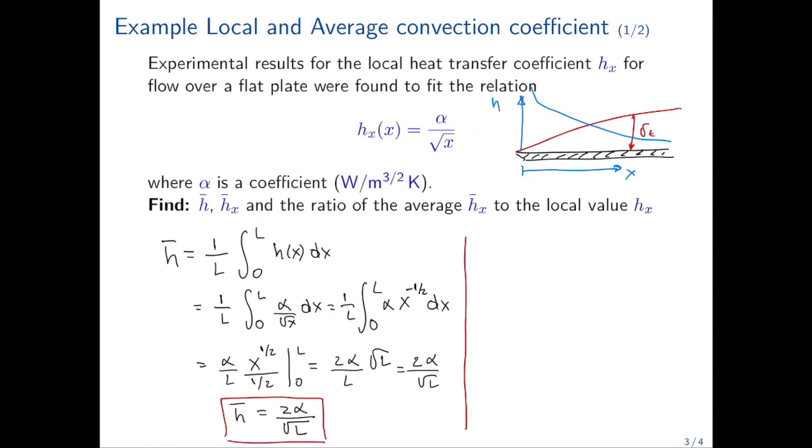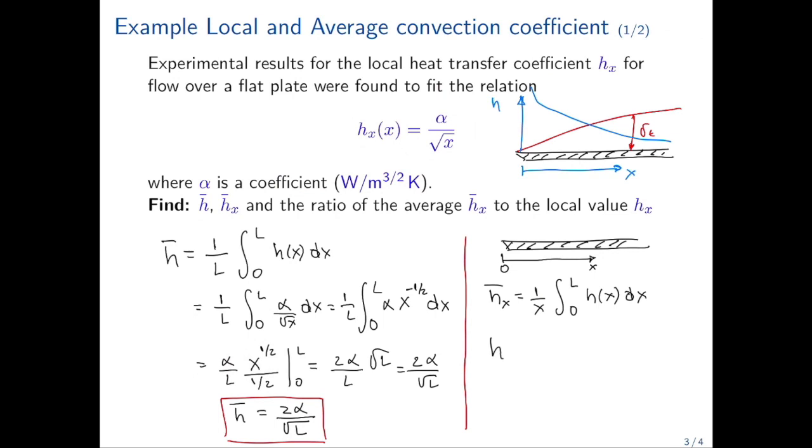Let's work on the x average. So we have our plate. Again, this is the plate, and we are going to take the average from 0 to x. So that average, h bar of x, is equal to 1 over x multiplied by the integral from 0 to x of h of x dx. We'll have to do again the integral. We already did, and we found out that the integral is this. Now the difference is that we are not dividing by L but by x.